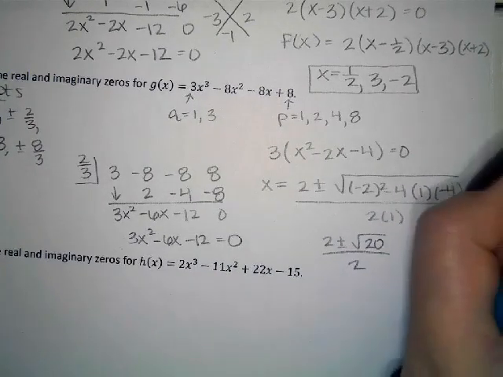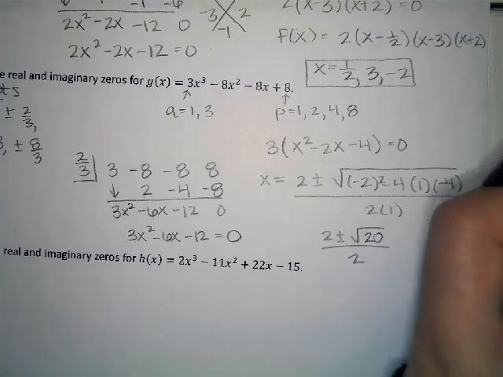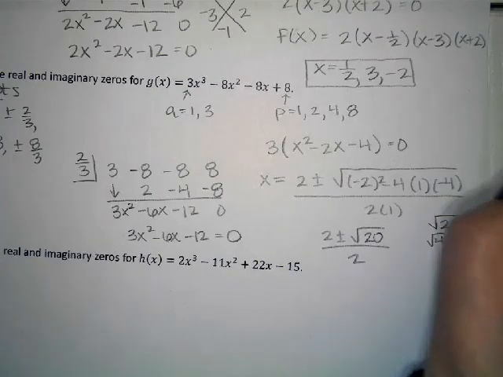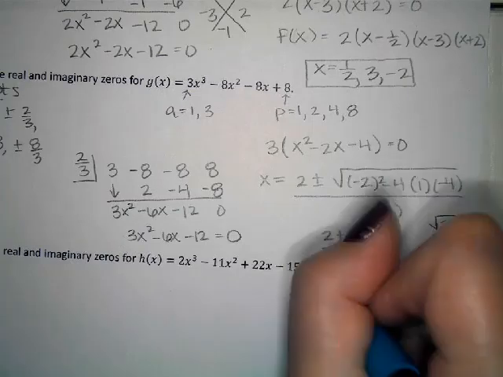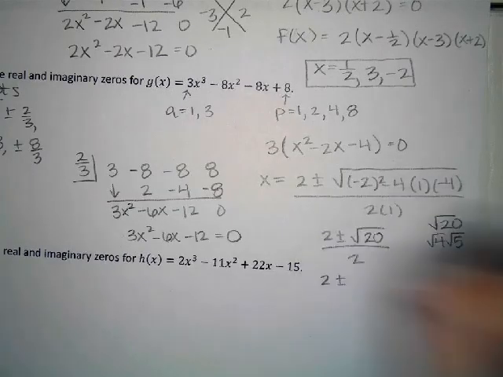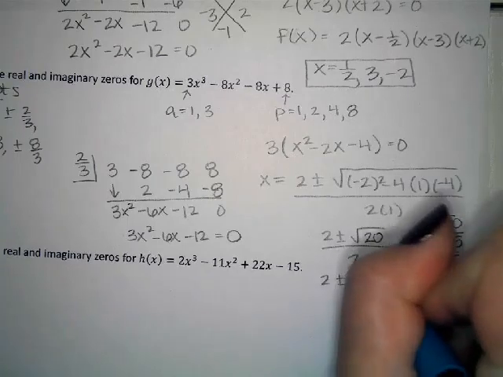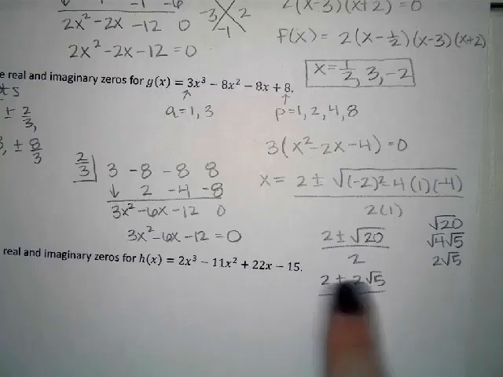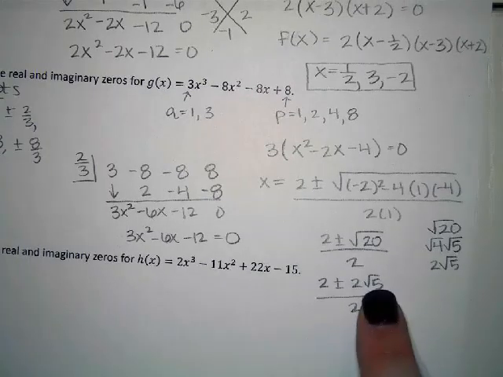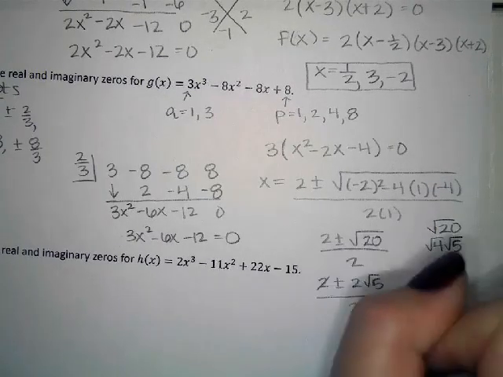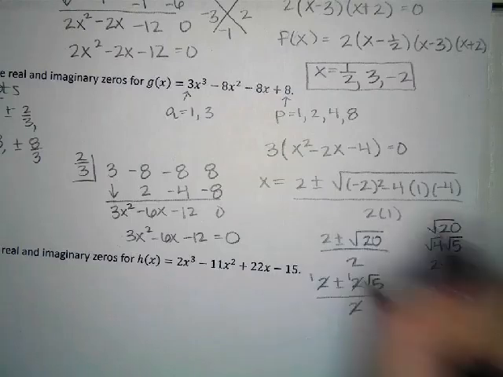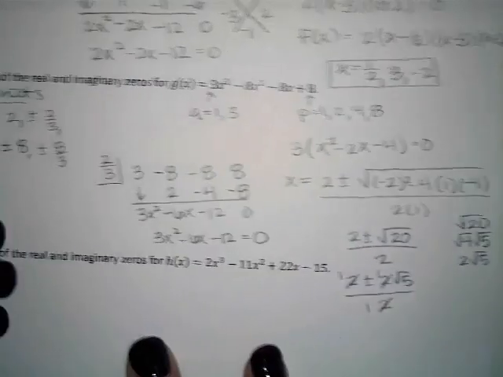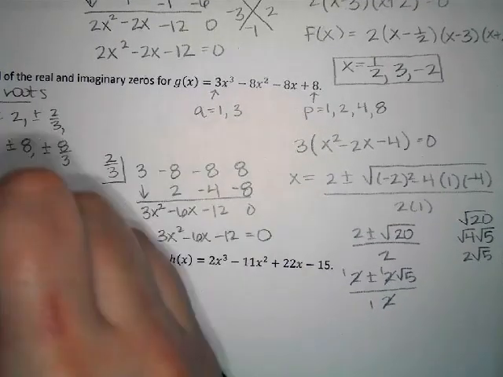And then there's a lot of 2's we can cancel out. I can't touch the root 5, but all these 2's just leave 1's behind. Okay, so my answers are 2/3, and then 1 plus root 5 and 1 minus root 5. Okay.